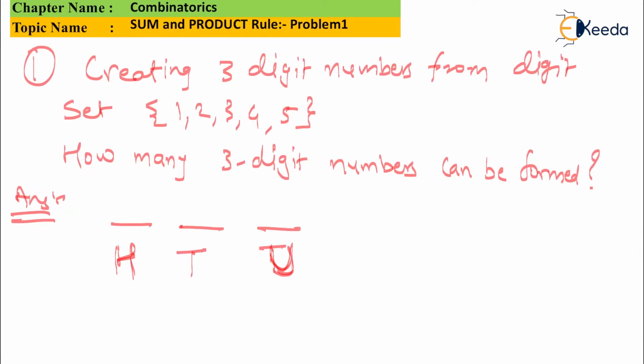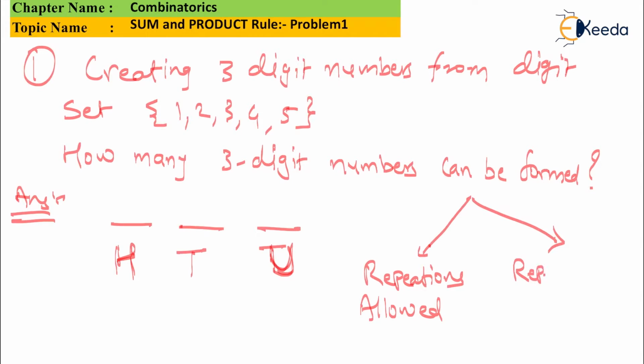When nothing else has been mentioned, there are 2 conditions that need to be solved under this. The first condition is repetitions allowed. Why are we bothering about this? We'll come to this point. The second is repetition not allowed. So there are 2 conditions that you need to tackle in such kinds of questions.